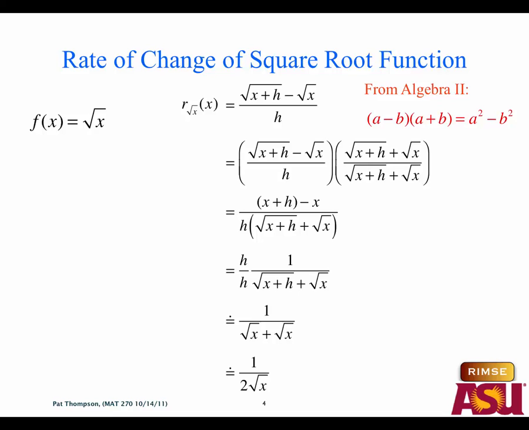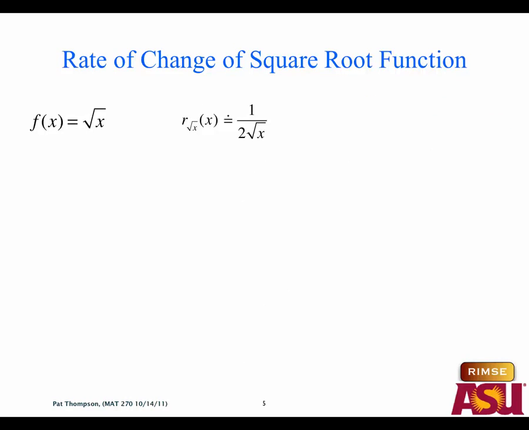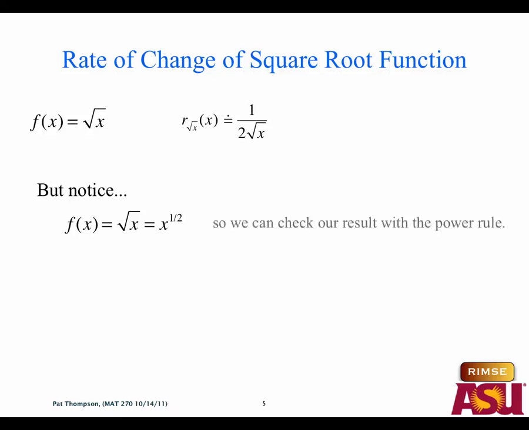Okay, so for time's sake, if you want to write that down, I'm going to refer you to the video later on, okay? So, this is what we found: 1 over 2 square root of x. But you'll notice, what is square root of x? It's x to the 1/2. So we've gone through a derivation, but we can check that derivation using what? We can use the power rule, okay? So we can check our result using the power rule.